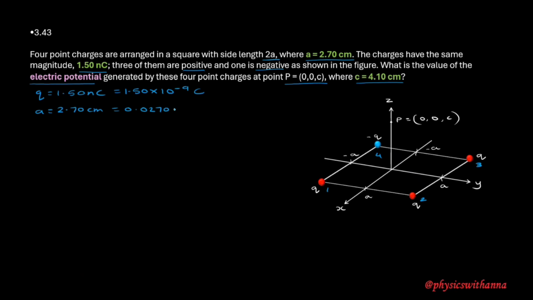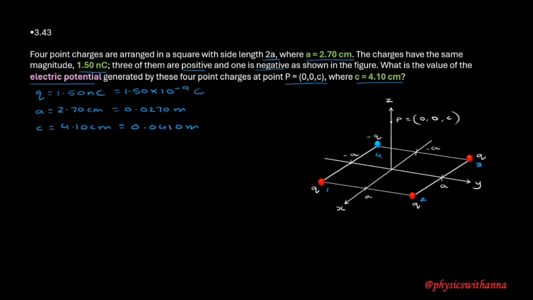The length of the square is 2a, where a is equal to 2.70 centimeter, which we can write as 0.027 meter. And we need to find what is the electric potential at a point P because of these four charges, where P is along the z-axis at a distance c from the origin, where c is equal to 4.10 centimeter, that is equal to 0.0410 meter.